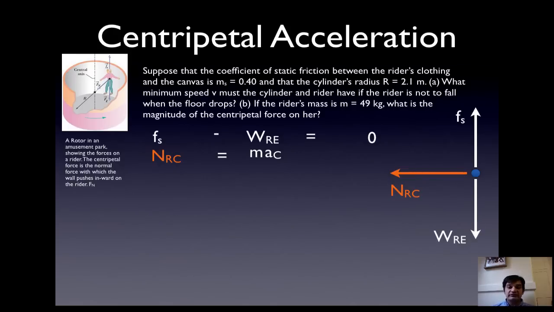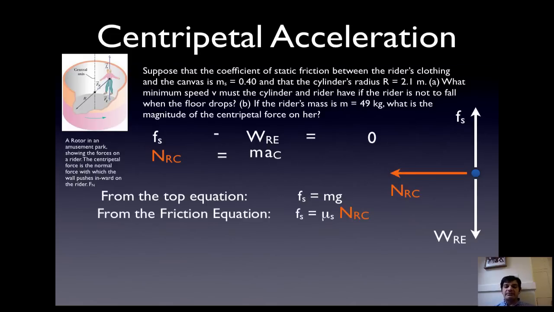So there are our equations. Let's go ahead and solve part A, where we want to find the minimum speed the rider has to have not to fall when the floor drops. So from the top equation, we solve it, and remember weight is mg, so the friction is actually equal to the weight in order for the rider not to fall. From the friction equation, remember friction is mu times N, and I've written that using the subscripts of this problem. And we have our formula for centripetal acceleration from before.